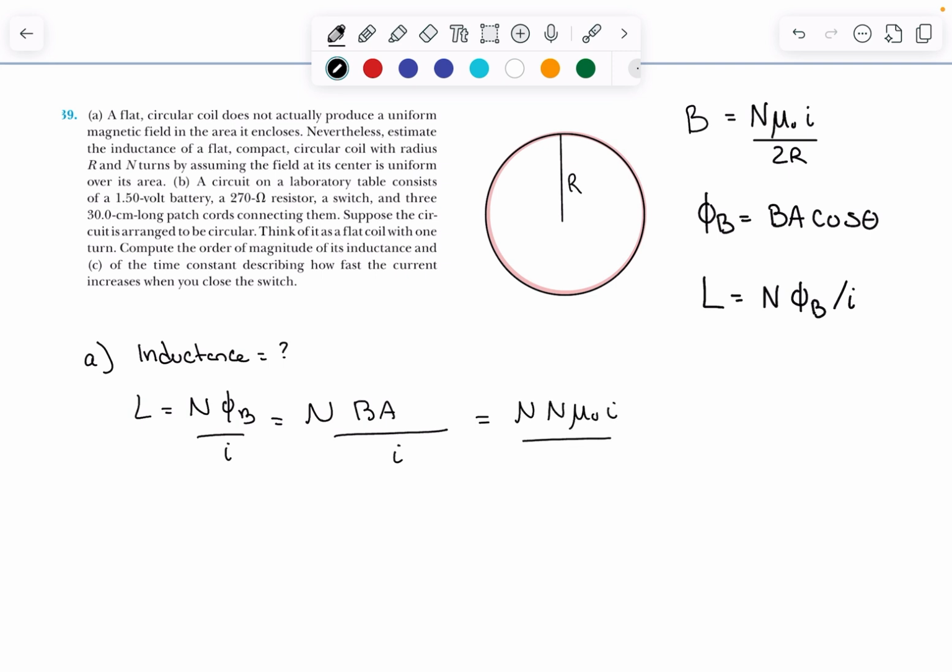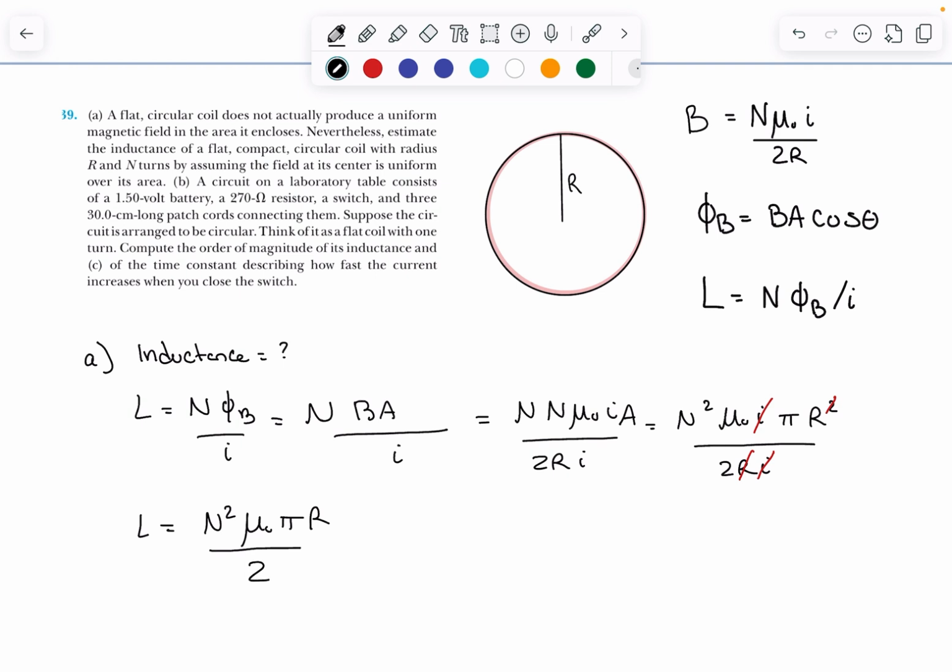Okay, so now we plug in our value for B, so we get N mu naught I over 2R I. That is going to be N squared, and I forgot the A. N squared mu naught I times A, where the area is just pi times r squared, so pi r squared divided by 2R I. We can go ahead and cancel out the I's and cancel out one of the r's, and we get for our inductance N squared mu naught pi r over 2. Again, we're not going to be plugging in any numbers, but this is the expression.